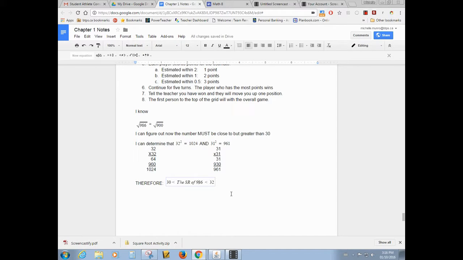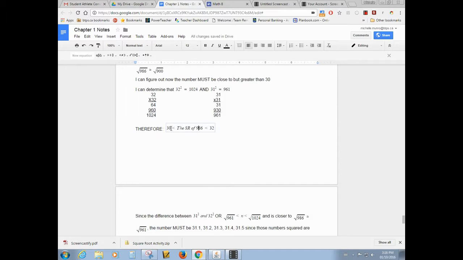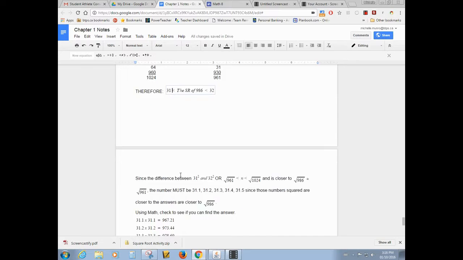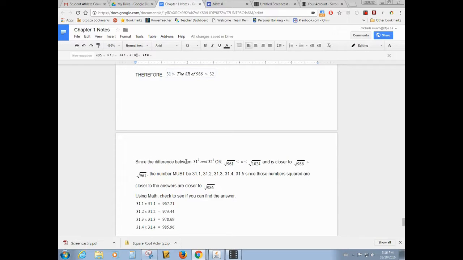So using this theory, I can then go on and say that it should be near 31. Since it is between 32 squared and 31 squared, it's going to be close to 31 squared, because 986 falls closer to 961 than it does to 1024. I know that the numbers have to be either 31.1, 31.2, 31.3, 31.4, and then 31.5.